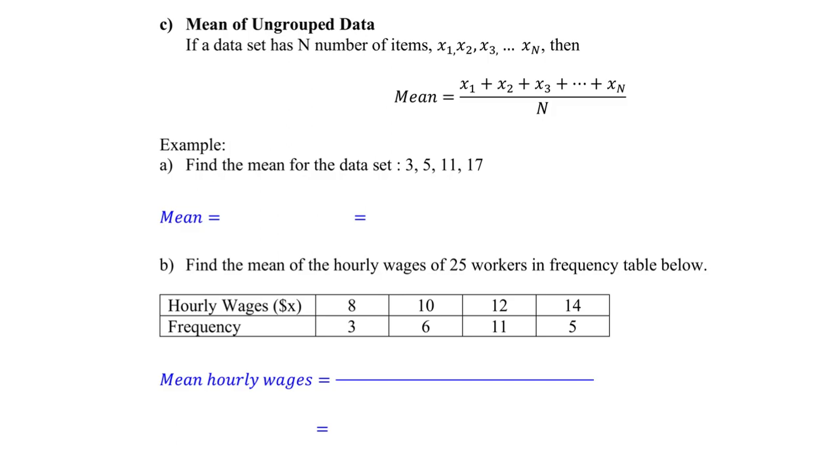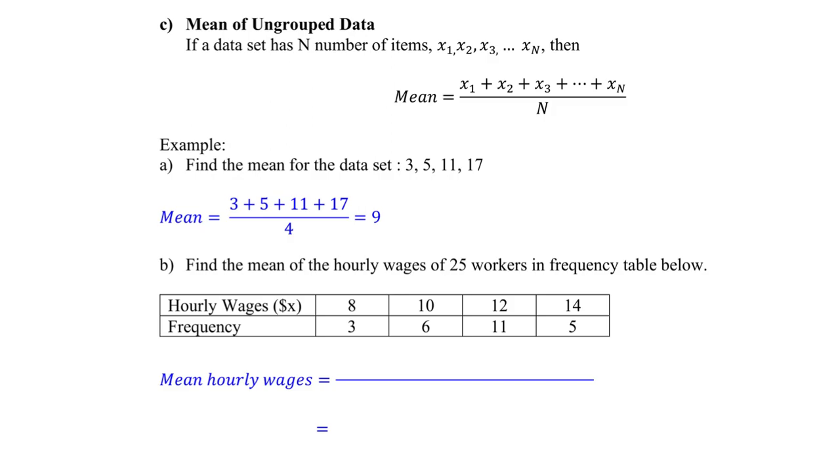So let me give you an example. Find the mean of this data set: 3, 5, 11 and 17. This means that all I have to do is add 3 plus 5 plus 11 plus 17. And how many numbers are there? 4. That's why I divide by 4 to give me 9.